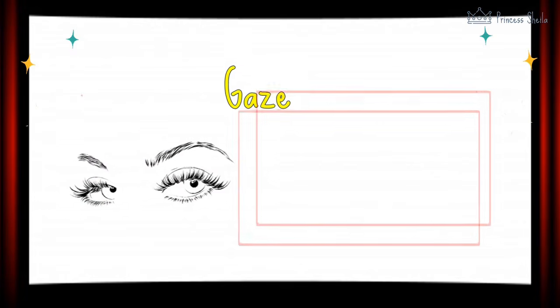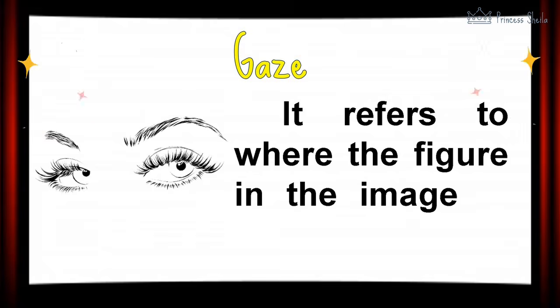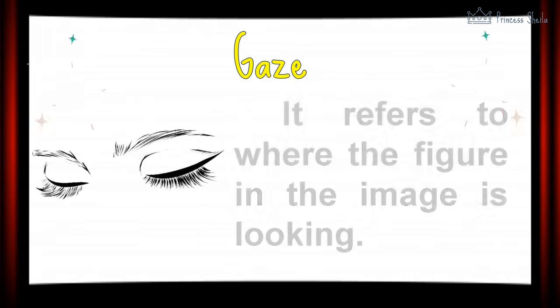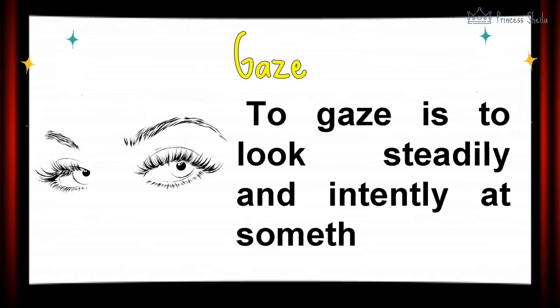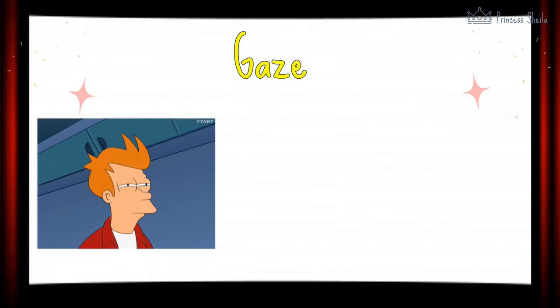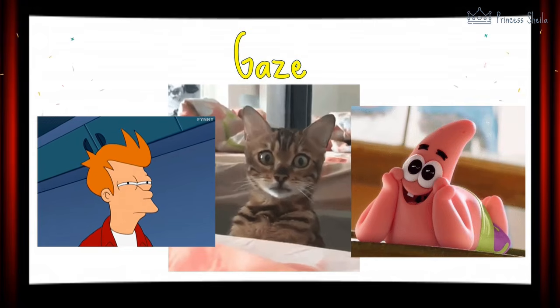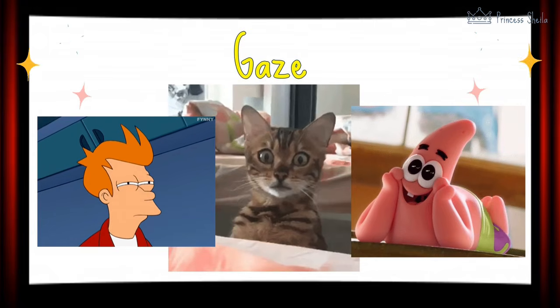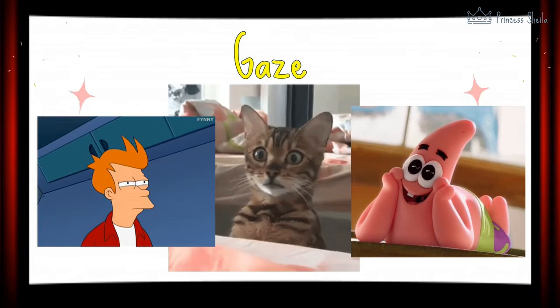Fourth is gaze. It refers to where the figure in the image is looking. To gaze is to look steadily and intently at something, especially at that which excites admiration, curiosity, or interest. To gaze with eyes wide open shows surprise or wonder. To stare with squinty eyes shows suspicion.